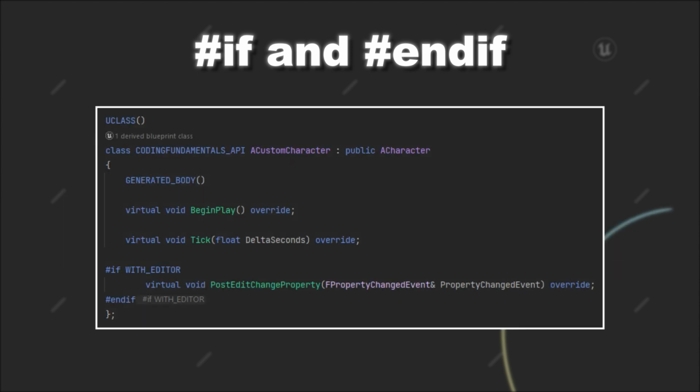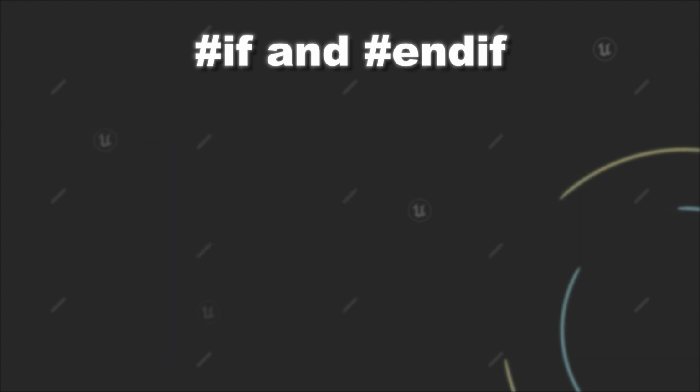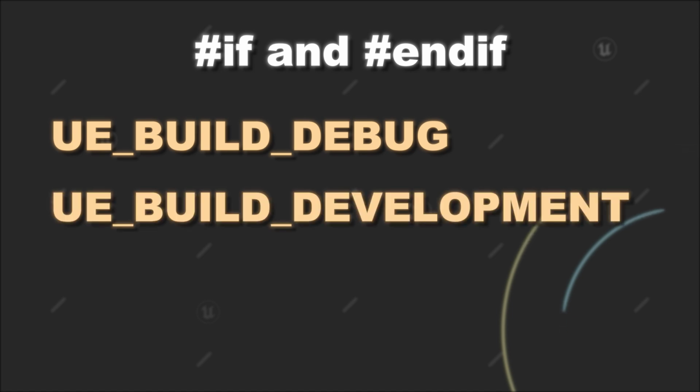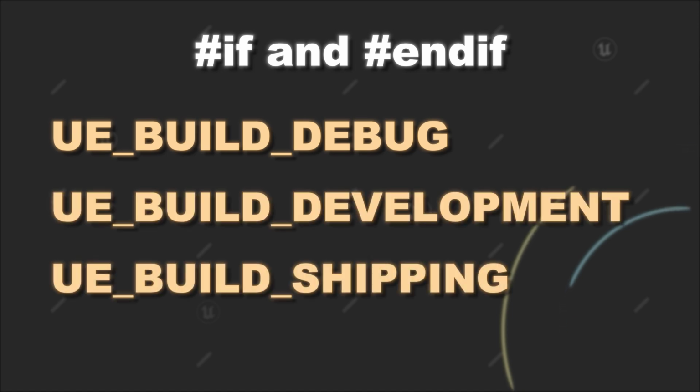One other use case can be found when you override the PostEditChangeProperty function. This function can execute functionality when the state of a property on your blueprints gets changed. And there are also many other options like the WITH_EDITOR one that you can use in similar ways. For example, you can use the UE_BUILD_DEBUG, UE_BUILD_DEVELOPMENT or UE_BUILD_SHIPPING options to ensure that certain code will only be executed in specific versions of the build.